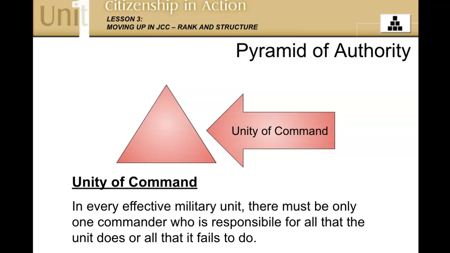Unity of command simply means that in every effective unit, whether it's military, education, law enforcement, corporate, or even small business, there must be only one commander who is responsible for all that the unit does or all that it fails to do. The buck stops here. This is the person that is accountable for everything that happens and what everybody under them does.